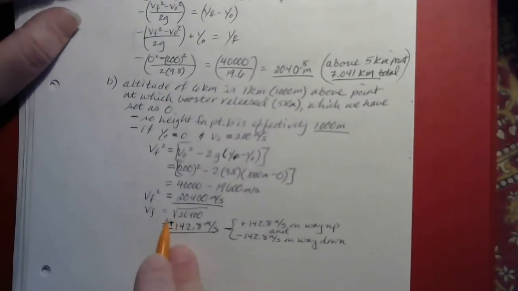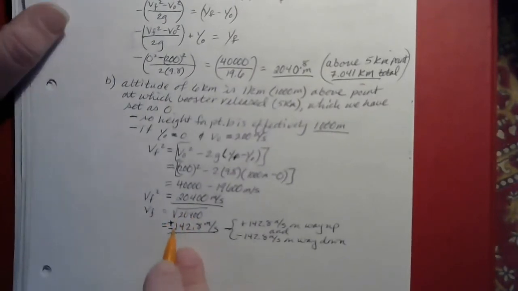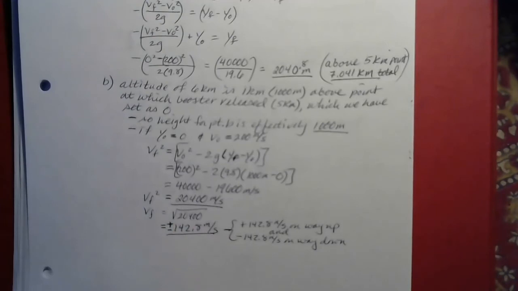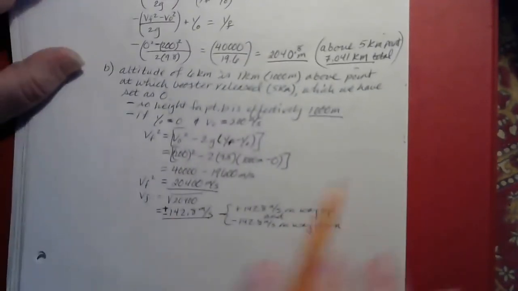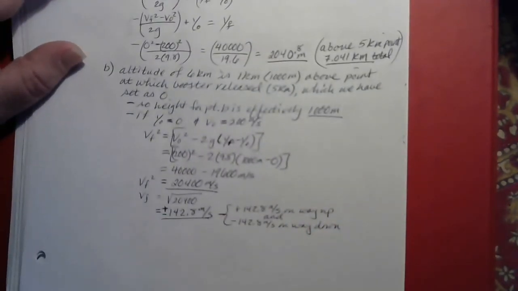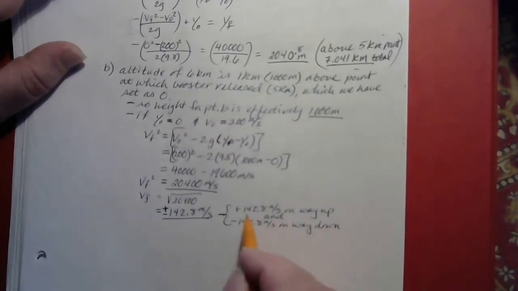Of course, the solution to a square root is positive or negative, but in this case, it should be the positive number because the booster should still be rising at a height of 6 kilometers. It doesn't start falling until 7 kilometers, at which point the velocity could be considered negative, but it's still going up.